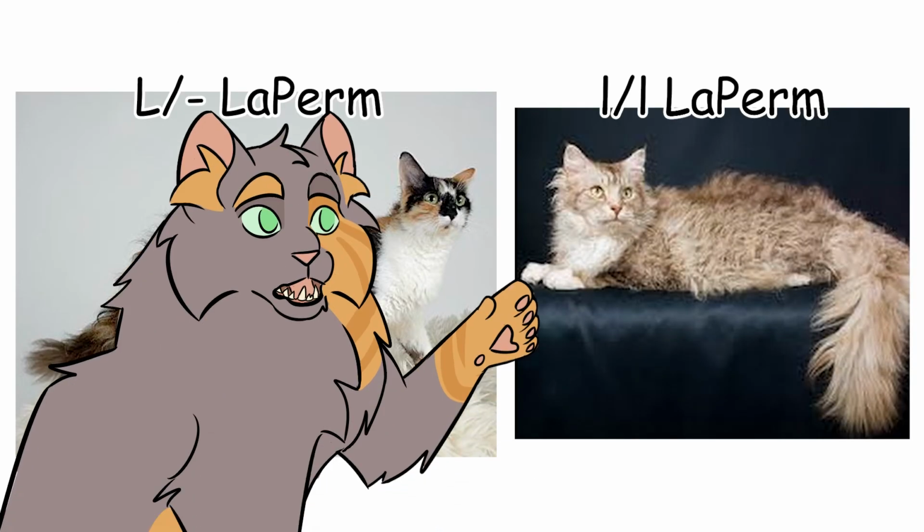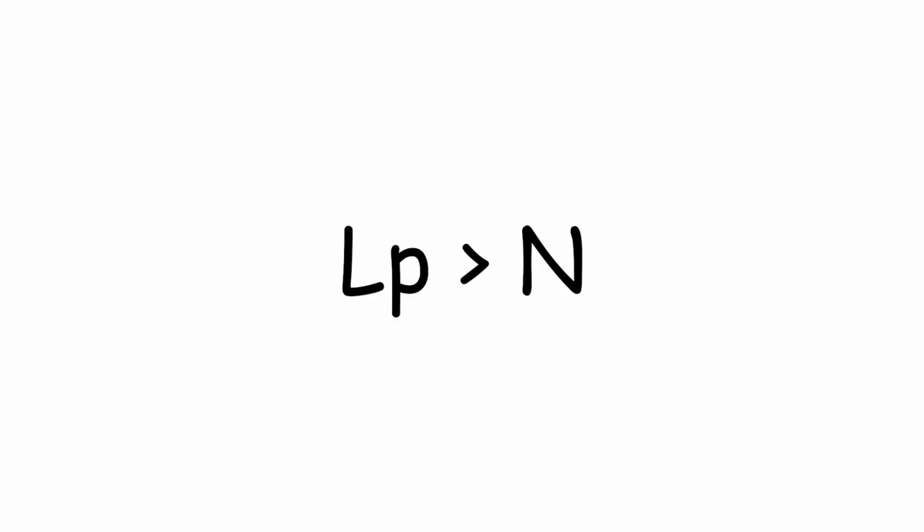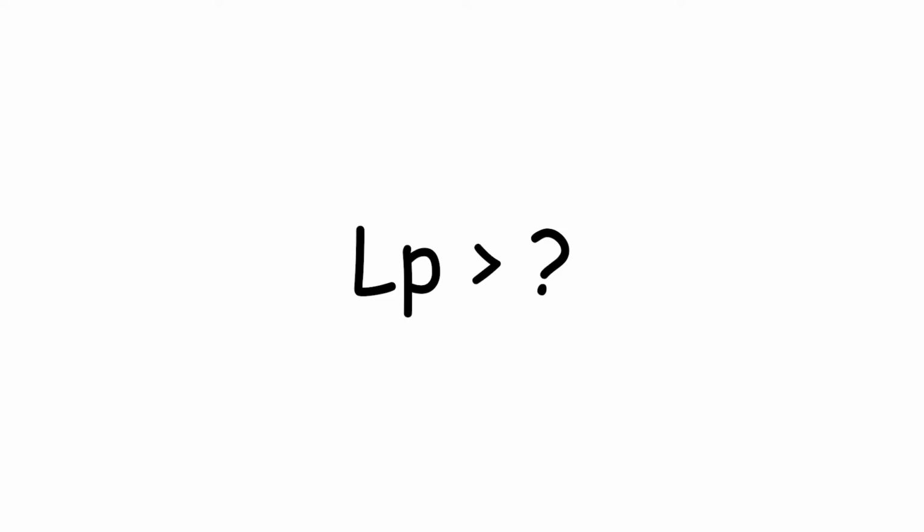I was unable to find the mechanics behind why the hair is like this, sadly. LaPerm seems to be completely dominant. For once, none of my sources are using N for normal hair. Instead, capital LP is responsible for LaPerm, and little lp is responsible for normal hair. But these letters are largely arbitrary, so you can still use N if you want.